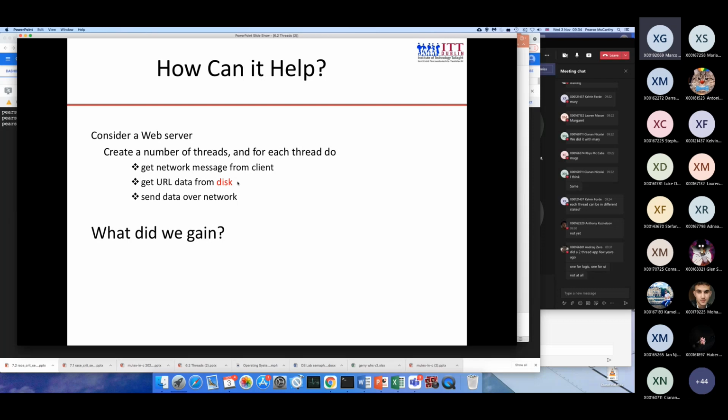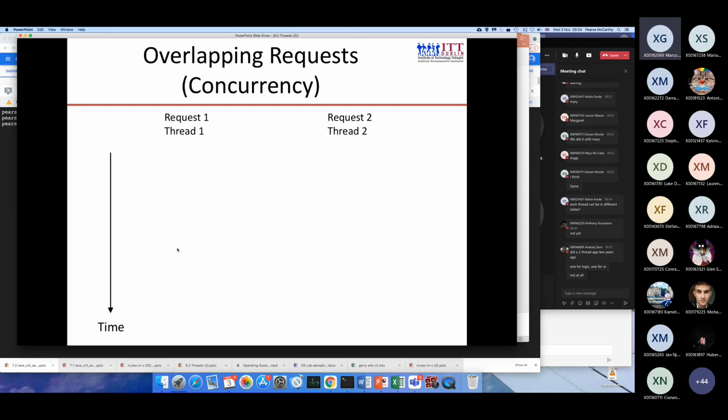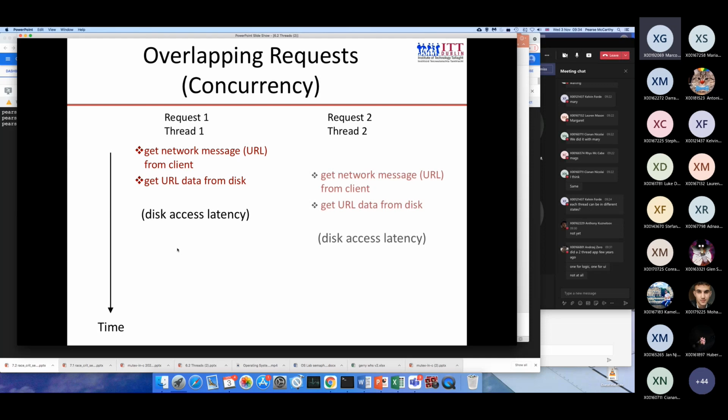So we could be clever if we threaded it into multiple threads, right? While we were doing that, we might be able to handle other network messages coming in and other data. So if we think about it, that comes in. We go to get the disk. While we're doing that, that's slow. We could do this.